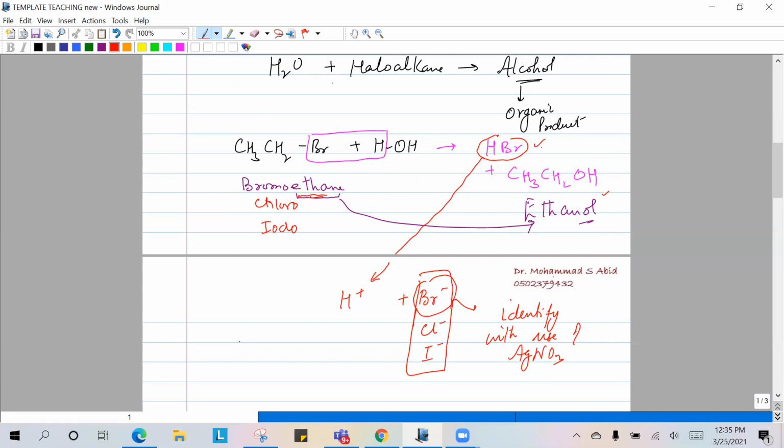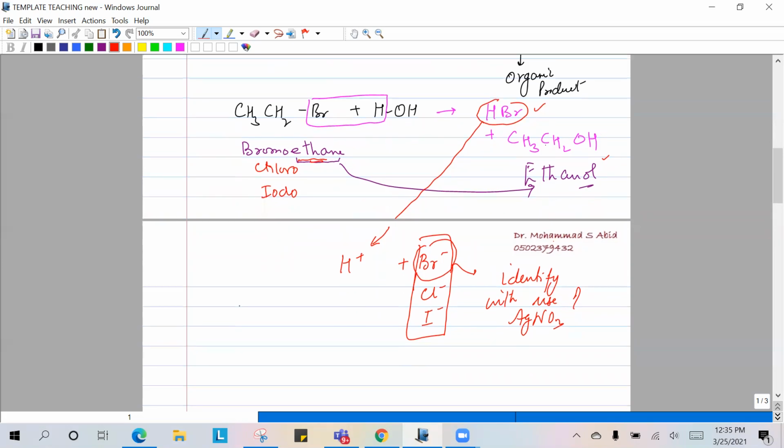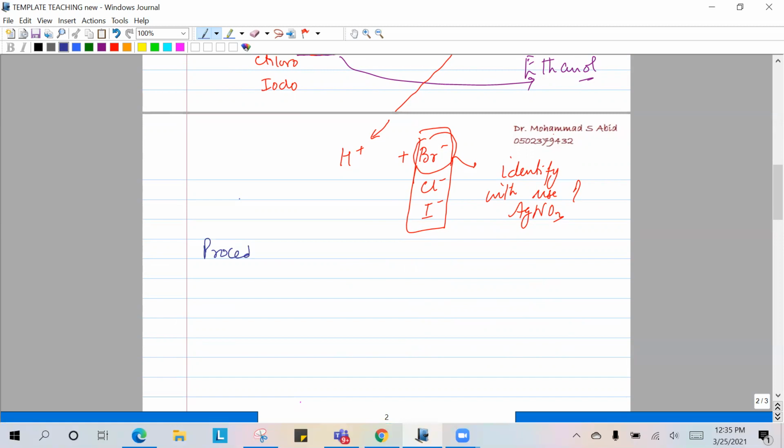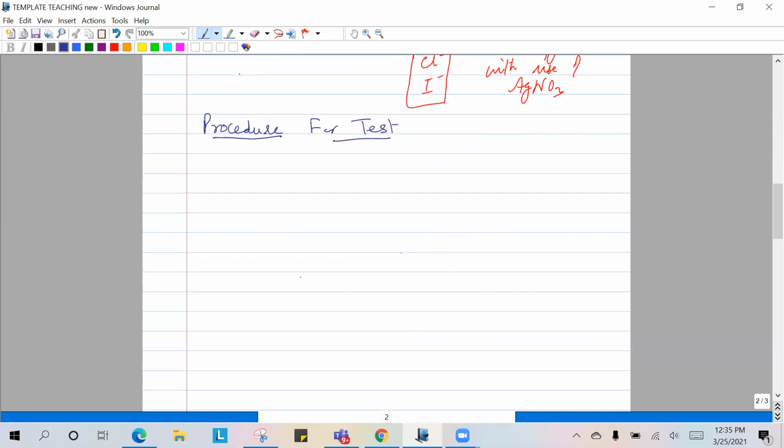Because of this reaction with water, hydrogen halide is formed. That hydrogen halide is being used by AgNO3 for giving you the precipitate. So keeping all this in mind, now let's focus on what is the procedure for the test. Now there are many times additional questions for this, so we will talk about that.